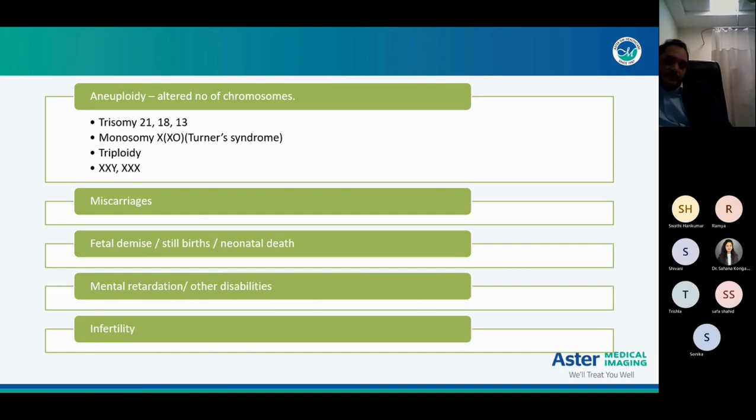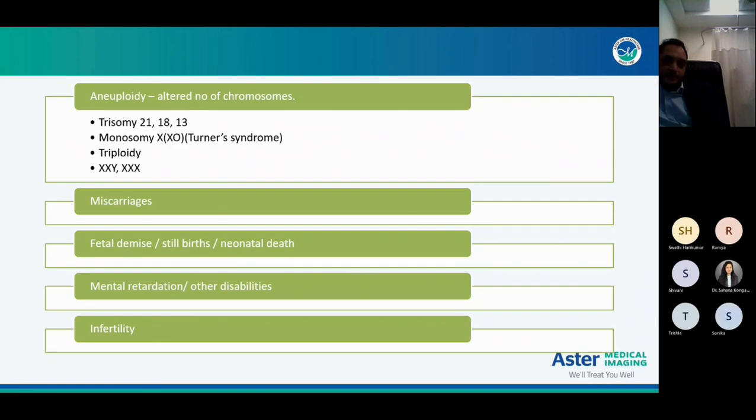So, what is the impact of these aneuploidies? The aneuploidy can lead to miscarriages, fetal demise, that is intrauterine fetal demise, stillbirth, that is the baby is born dead, or neonatal death, that is within 28 days of life, the baby can die. If the baby survives, the baby can have mental retardation and other disabilities and infertility. So that is why it is important to diagnose the aneuploidies as early as possible so that the parents will be mentally prepared, psychologically as well as emotionally prepared for what is coming.